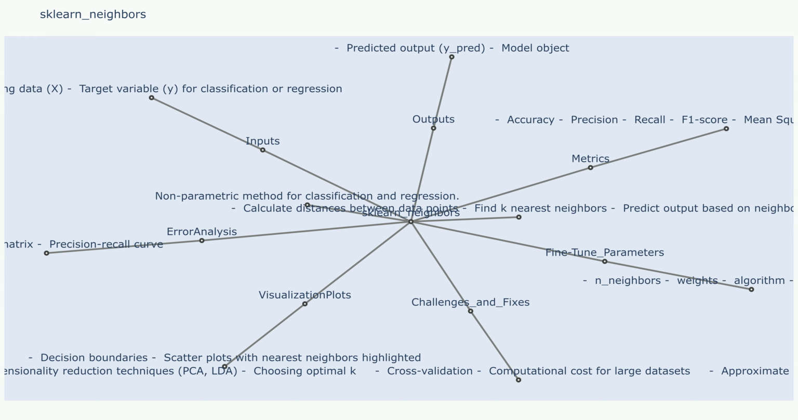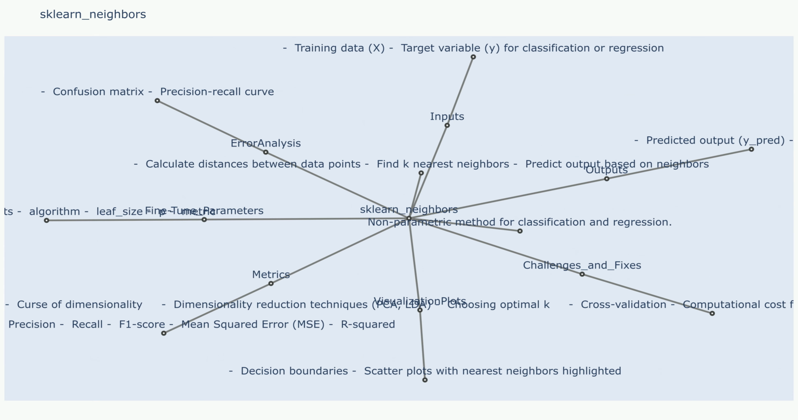Steps. Training. During training, the algorithm stores the entire training dataset. Prediction: for each test data point, the algorithm finds the k nearest neighbors, based on a distance metric, from the training data. Classification: k nearest neighbors. The predicted label is the most frequent class among the k nearest neighbors. Regression: k nearest neighbors. The predicted value is the average of the target values of the k nearest neighbors.